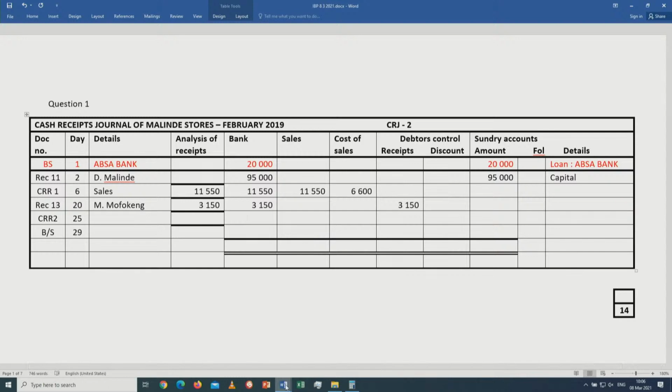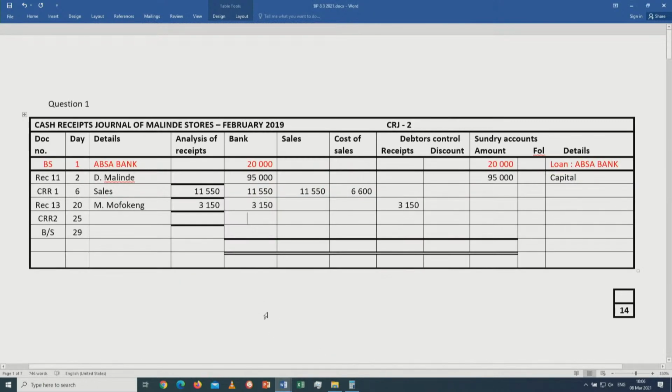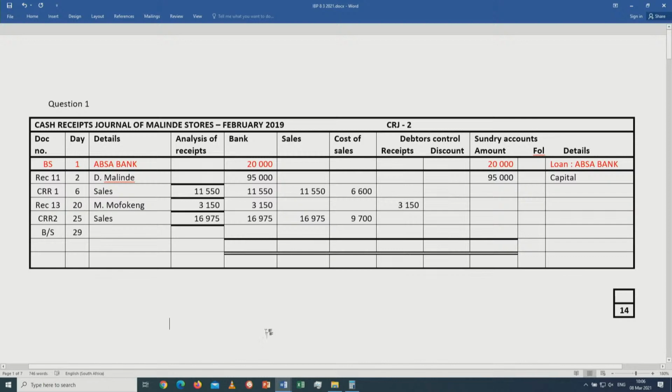Then you go to the next transaction. Cash sales for the week of 16,975. It means when you do cash sales, you have sold, you have received money. Therefore, you go to your cash receipts on the 25th. This is how you're going to record it. On the 25th, you say sales of how much? 16,975. Bank, it goes through the bank, 16,975. The sales was 16,975.